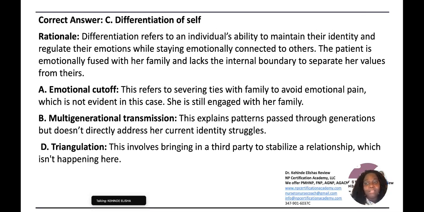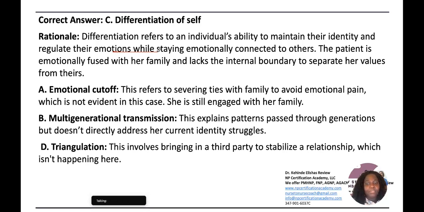Okay, let's quickly go ahead and take this question, and let's read the rationale. So now, differentiation of self. Differentiation refers to an individual's ability to maintain their identity and regulate their emotions while staying emotionally connected to other people. Now, the patient is emotionally fused with her family and lacks the internal boundary to separate her values from theirs. You see how she's going to continue to have problems.